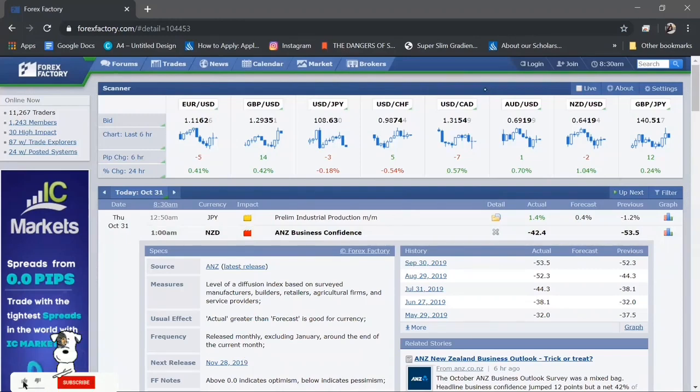ANZ, the latest release. Okay. Then what's the measure? Level of a diffusion index based on surveyed manufacturers, builders, retailers, agricultural firms, and service providers. Now, this one, ANZ, measures the level of the diffusion index among builders in New Zealand, retailers, agricultural firms, and service providers. They survey them in order to give you the average of how their productivity is.